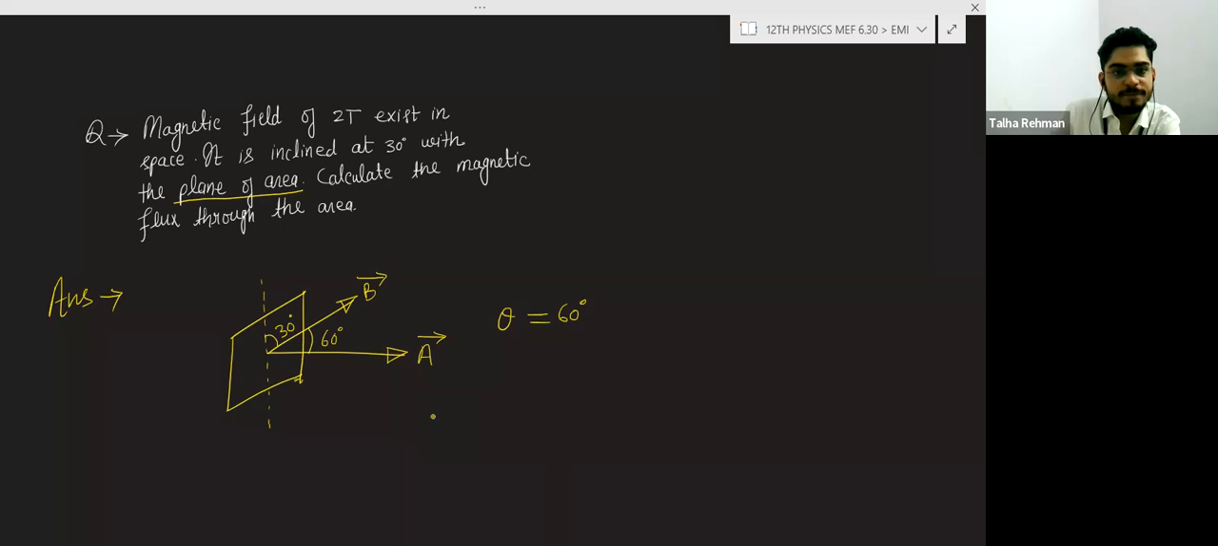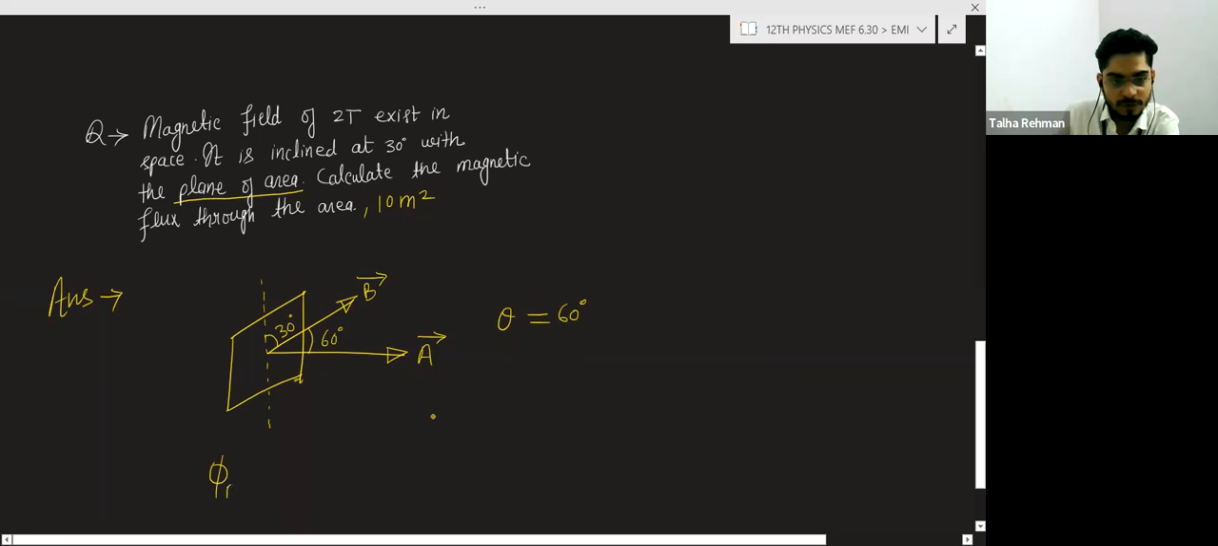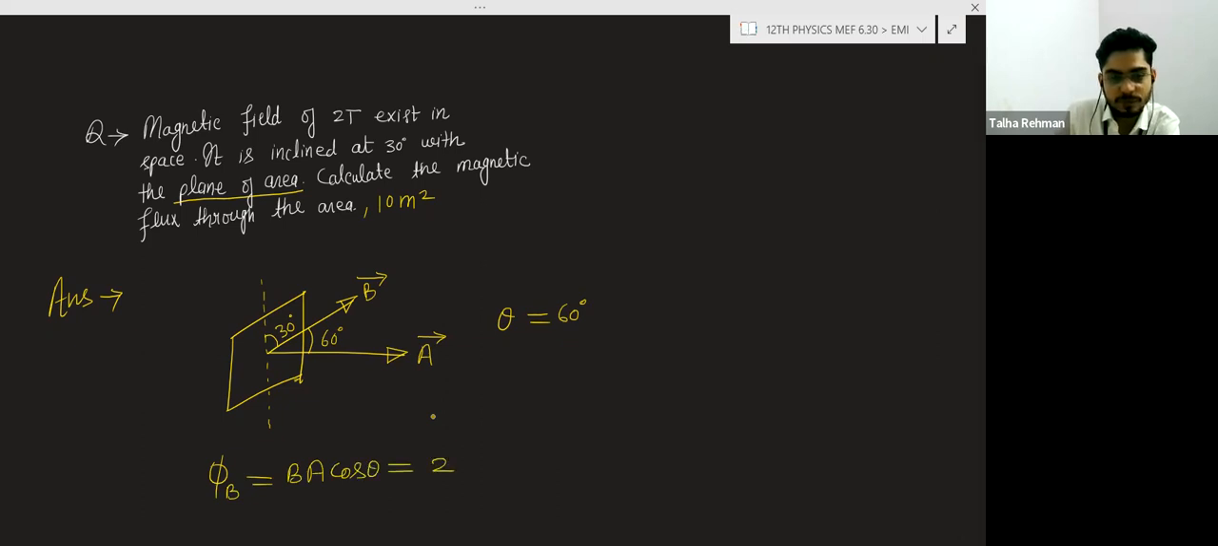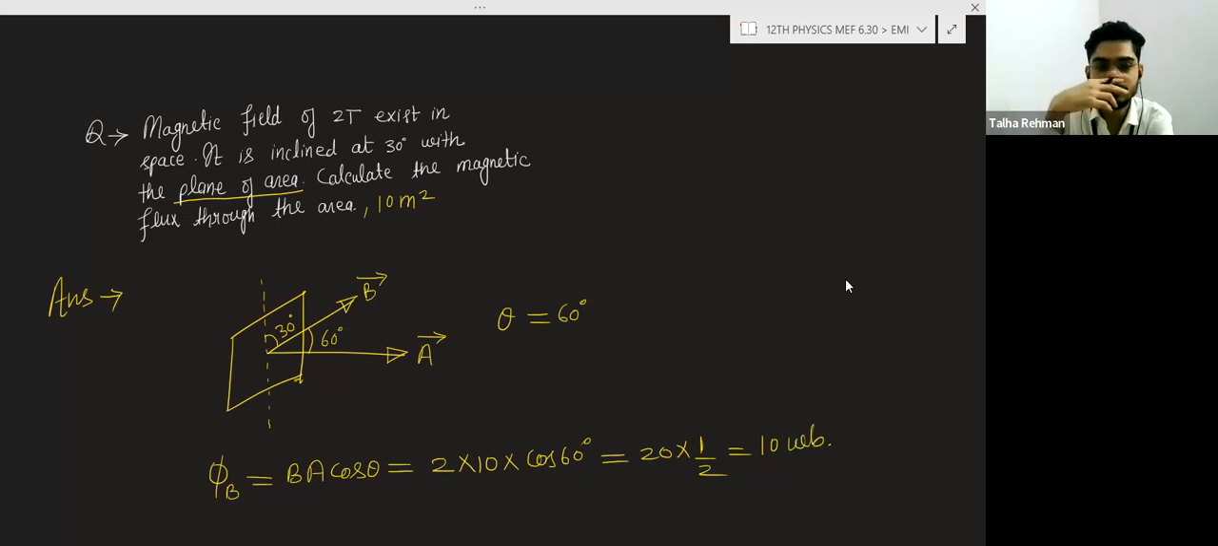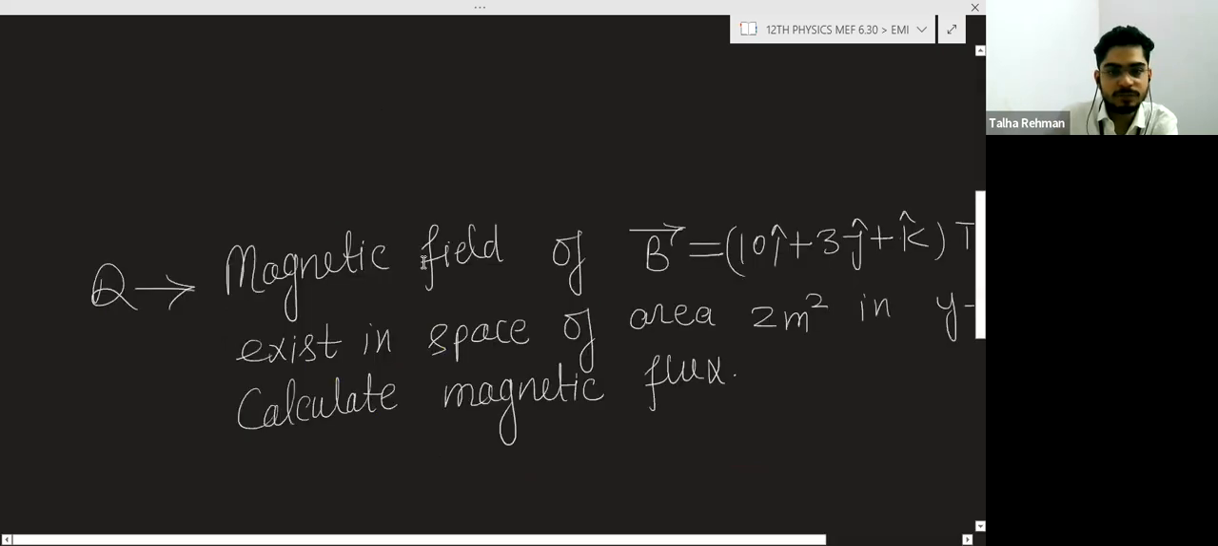So you have an area of 10 meter square and a magnetic field of 2 Tesla. You can apply the formula of magnetic flux, BA cos theta. So magnetic field is 2, area is 10, cos theta means cos 60. So this will become 20 into 1 by 2, which is 10 Wb. Now, next question.